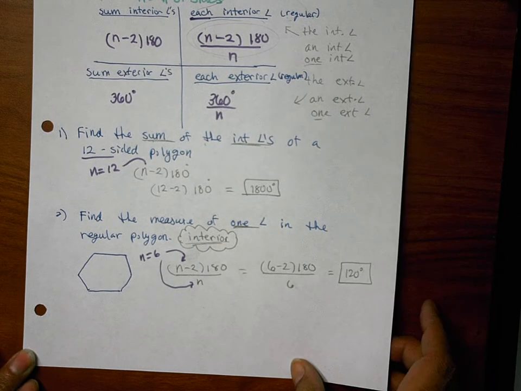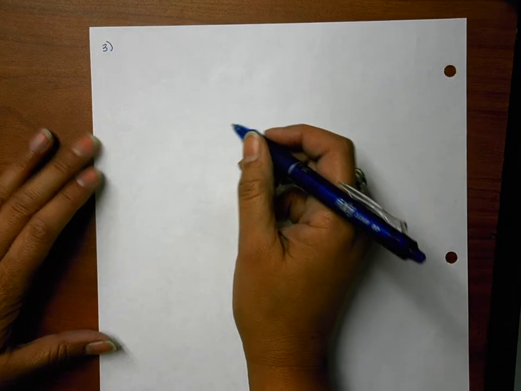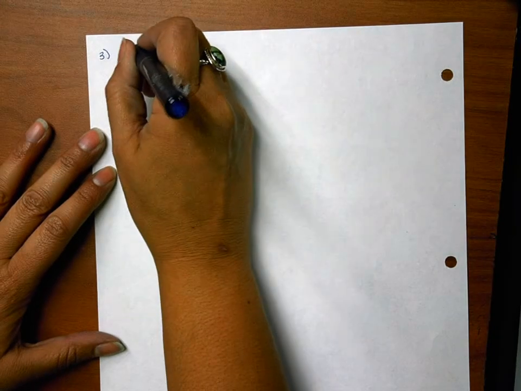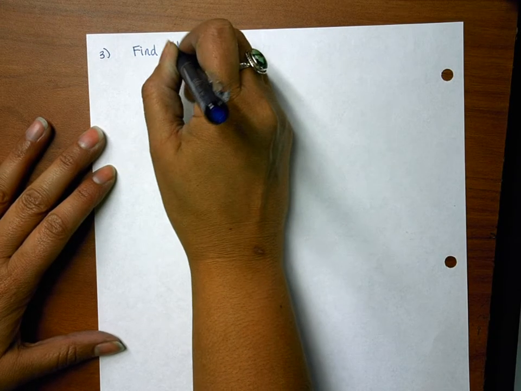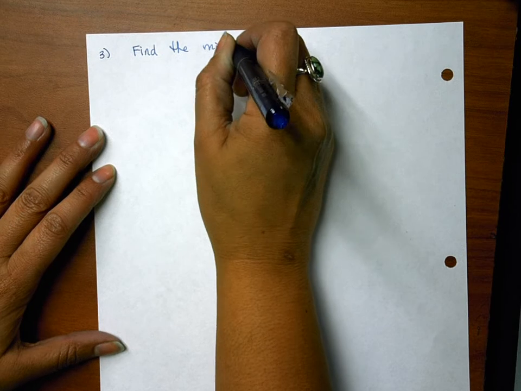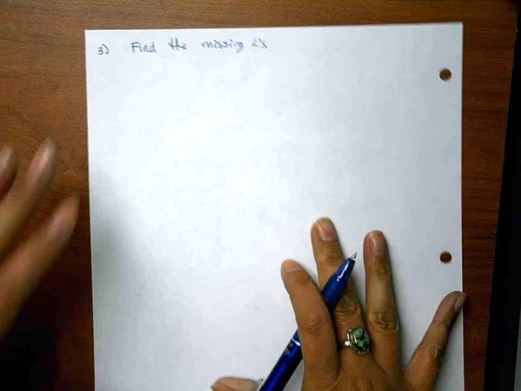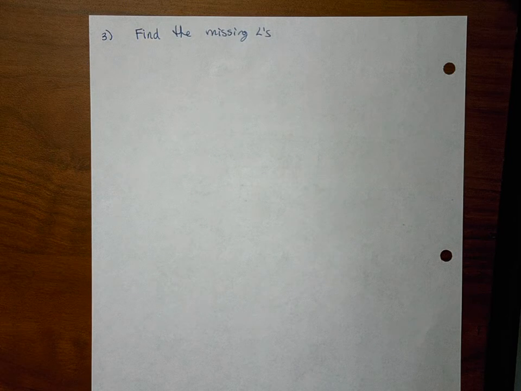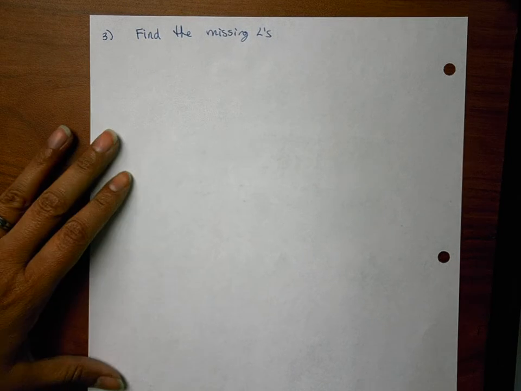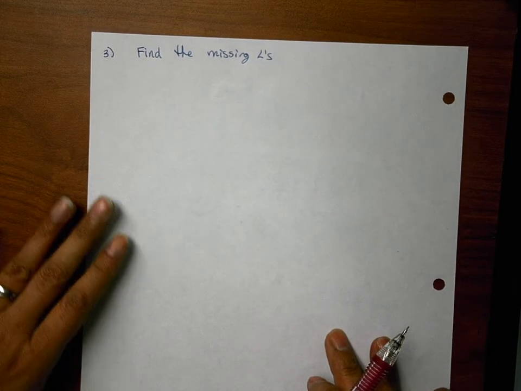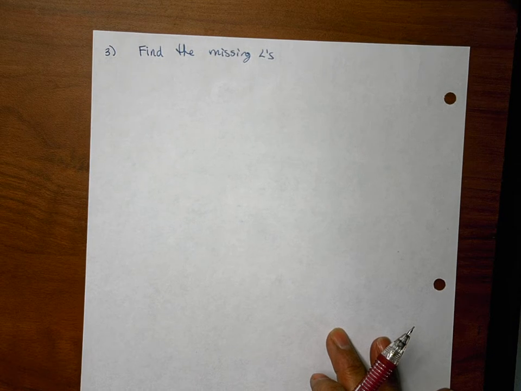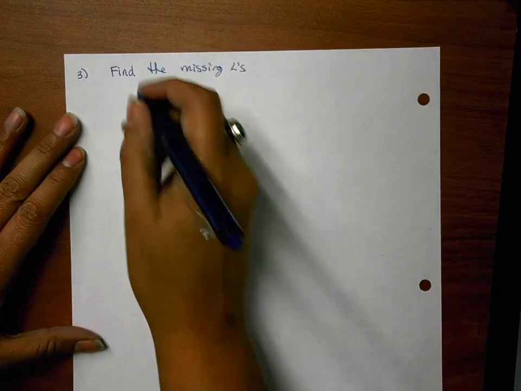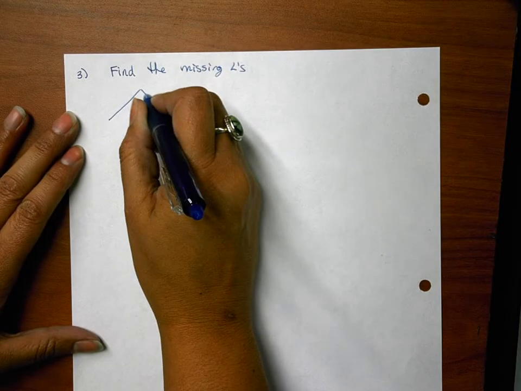Okay, next problem, number 3. Find the missing angles. Okay, let's draw the picture. It is going to be a pentagon. A pentagon has 5 sides.